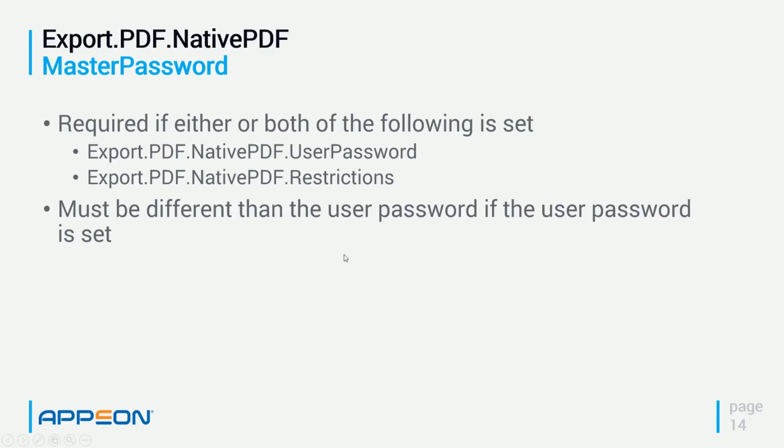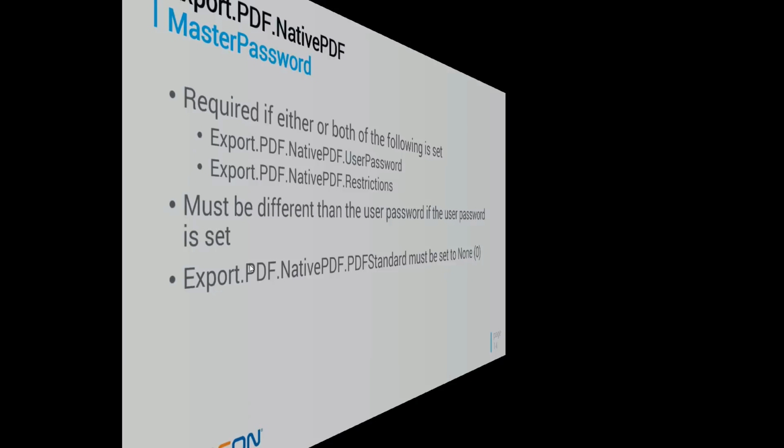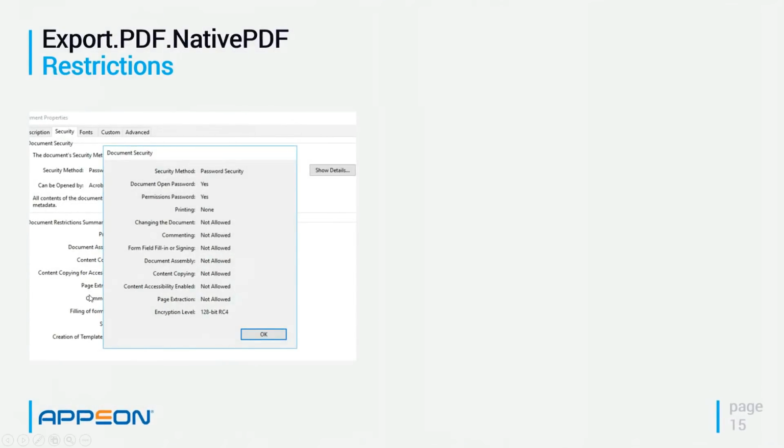The reason being is that the PDF reader only throws up one password prompt, and it looks at the response to determine whether you gave it the user password or the master password. The last item here is restrictions.